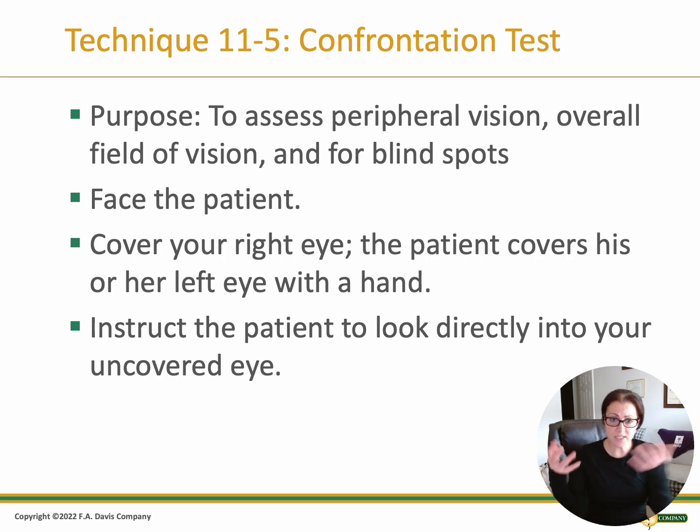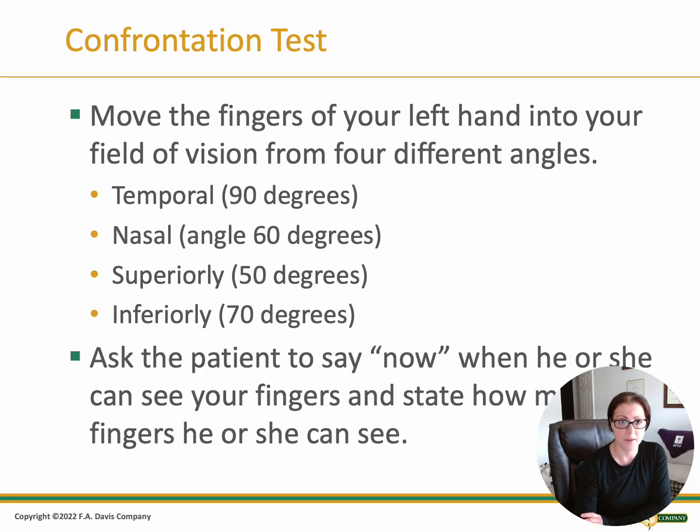The confrontation test is more assessing the peripheral vision. It's like the patient's head is in a fishbowl, and you're asking them to identify when they see the peripheral field in view. So you're asking the patient to face you, cover your right eye. The patient covers his or her or their left eye with a hand, and then you're instructing the patient to look directly at you with their uncovered eye.